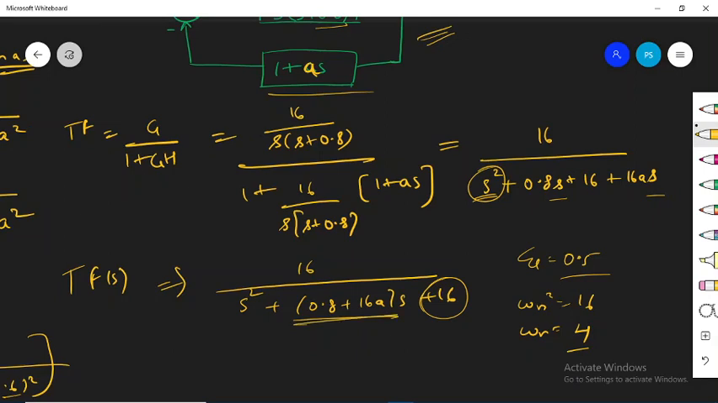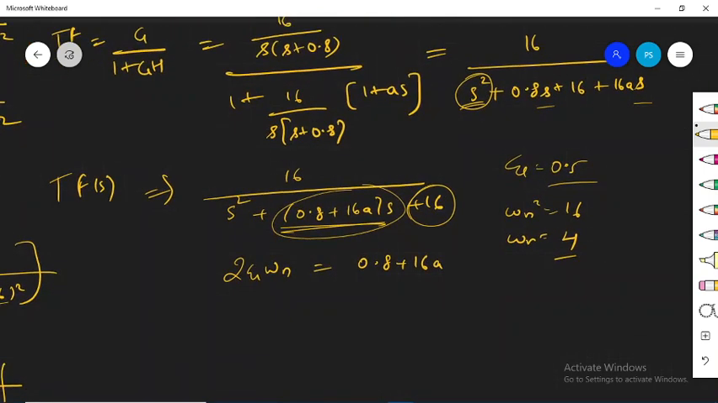Here you can see that this should be related with 2 zeta omega n. 2 zeta omega n should be equal to 0.8 plus 16A. You know the values of zeta and omega n. इसकी value है 0.5, इसकी value है 4. So hence you can find out what is going to be the value of A. Okay, you can find out the value of A is going to come out as equal to 0.2. So this is the value of A.